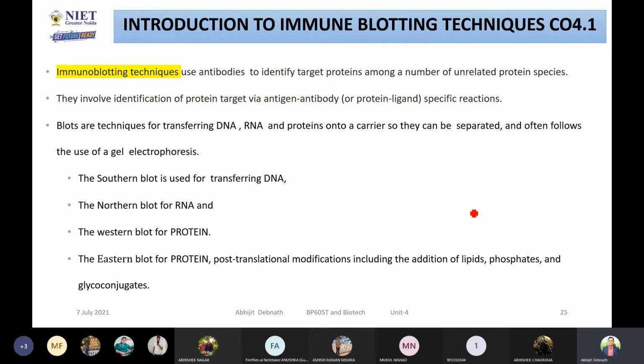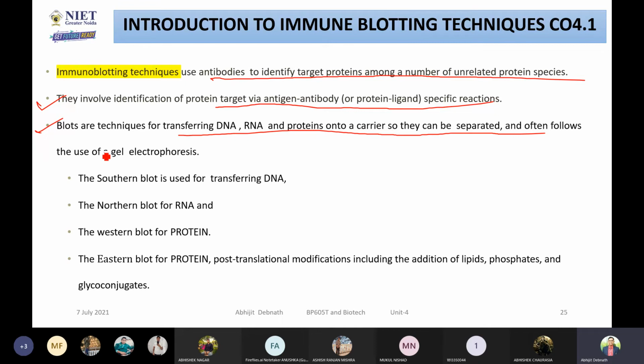Now let me start with the immunoblotting techniques. Immunoblotting techniques use an antibody to identify the target protein among a number of unrelated protein species. They involve identification of the target protein via antigen-antibody interaction, and blotting techniques transfer DNA, RNA and protein onto a carrier so that they are separated.